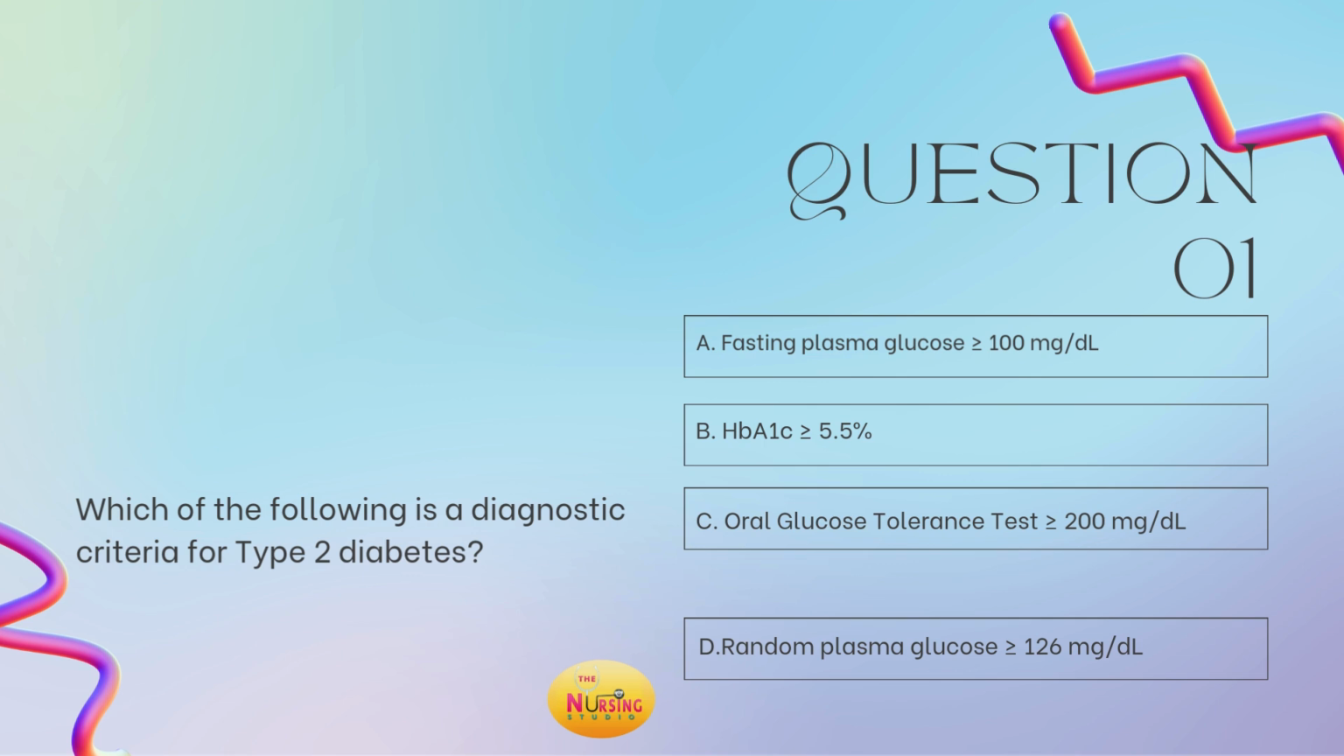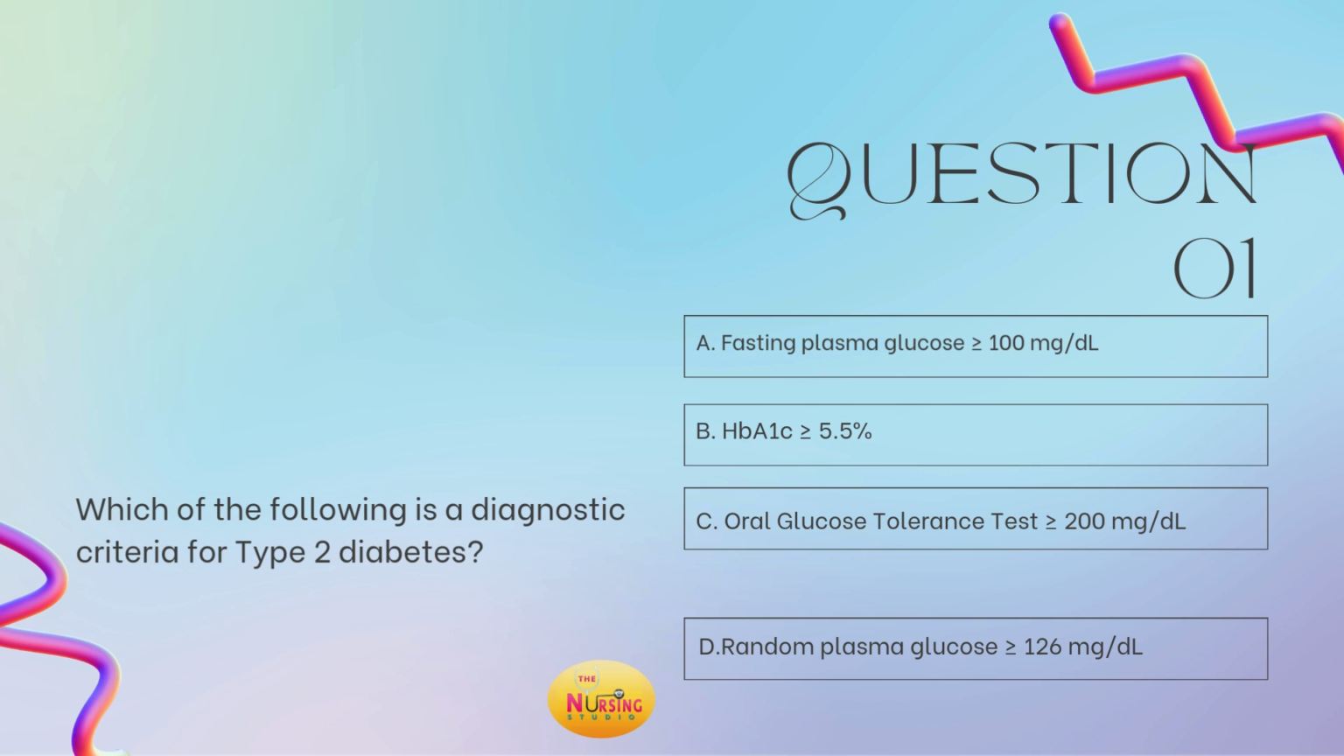Now, is it a fasting plasma glucose greater than 100 milligrams per deciliter? No, remember with that, it is supposed to be a fasting plasma glucose greater than or equal to 126 milligrams per deciliter, right? A hemoglobin A1C would be greater than or equal to 6.5%. Oral glucose tolerance, C is your best answer because yes, greater than or equal to 200 milligrams per deciliter is a positive criteria. Random plasma glucose greater than or equal to 126 is not. Remember, with the random plasma glucose, it's greater than or equal to 200 milligrams per deciliter, right?